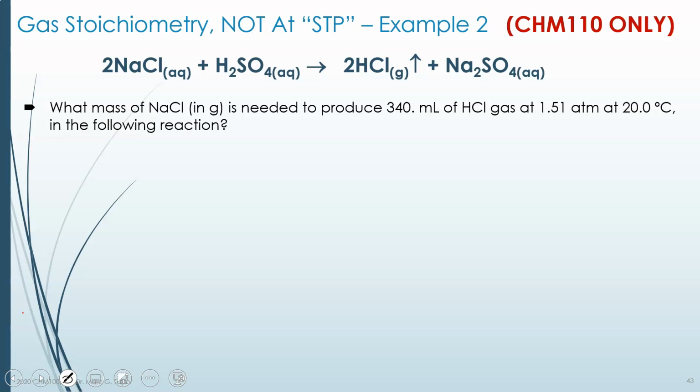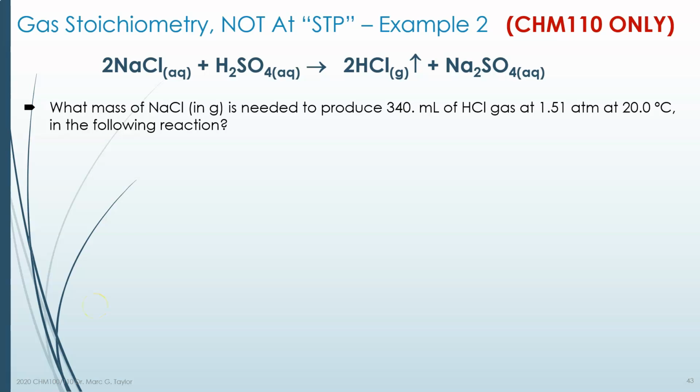Let's look at another problem. This time, we are being asked for a mass, and we are given a volume. So it says, what is the mass of NaCl in grams needed to produce 340 milliliters of HCl gas at 1.5 atmospheres at 20.0 degrees centigrade in the following? Now, if you'd like, you can make a table on the right side of this page and write your pressure, your volume, your number, which is unknown, and your temperature down and have a little table.